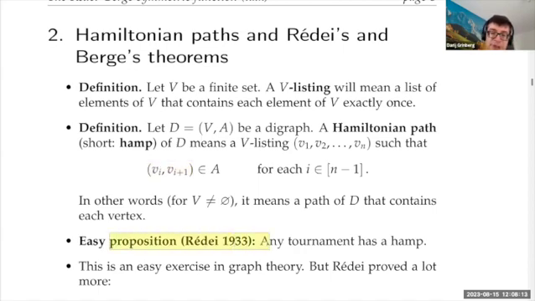Now, some of you might remember this nice little theorem that any tournament has a Hamiltonian path. I abbreviate Hamiltonian path by HAMP because I use this word a lot. This is often done as an easy exercise in the graph theory class, and it's credited to Redei, but people don't usually remember what Redei actually proved. This is the least interesting thing of what he did.